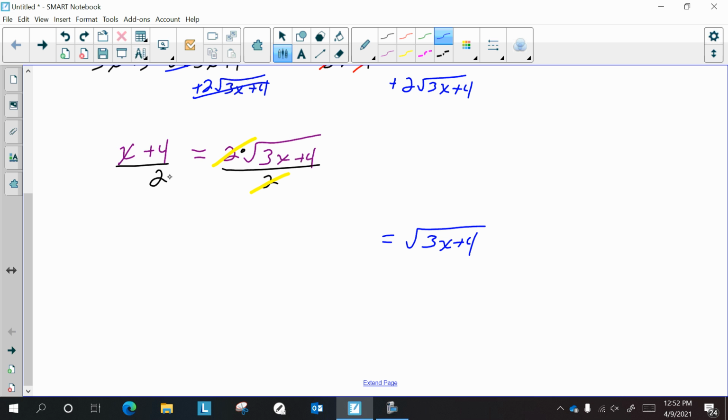If we were to divide by 2, we would have to divide each piece by 2, and we've done that on other problems. But notice this leading term, which has a coefficient of 1, if we divide it by 2, that's not going to reduce. So we can just leave that as x plus 4 over 2. So now that our radical is isolated, to get rid of the square root, we square it. And if we square the right, we also square the left.